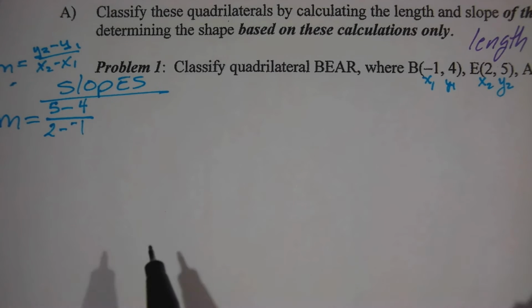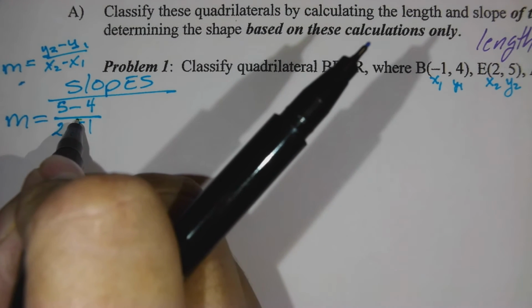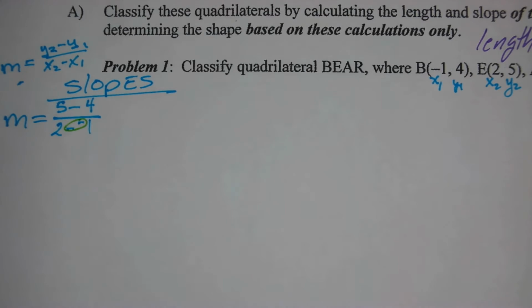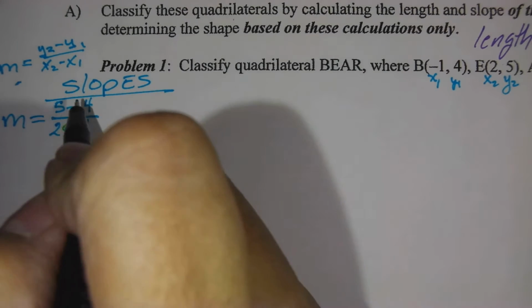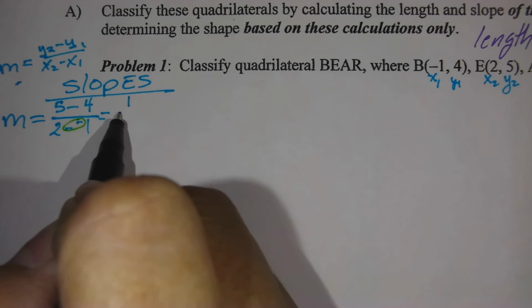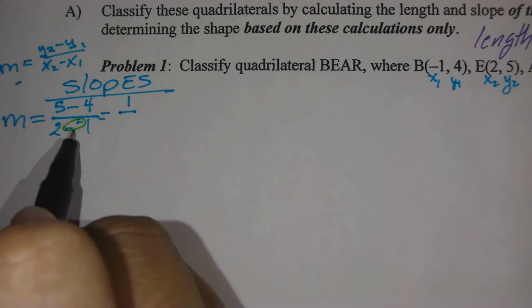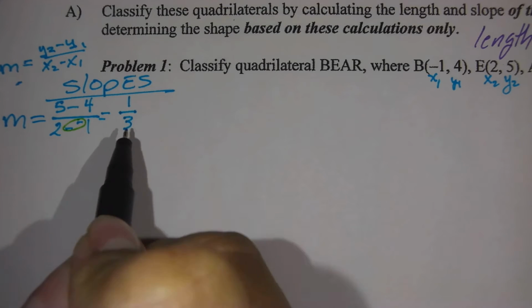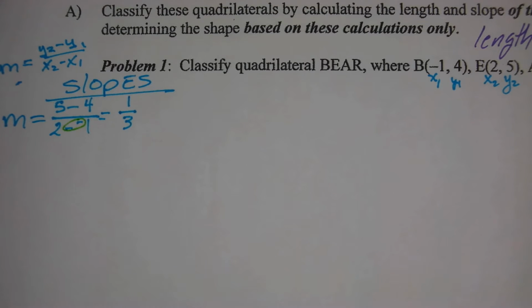And if anything, one thing we do need to recall on a regular basis is that whenever we have two negatives, we're going to actually add. So these two negatives become addition. So 5 minus 4 is 1. And then 2 plus 1 is 3. So that slope is 1/3. We're going to go ahead and do our next slope.